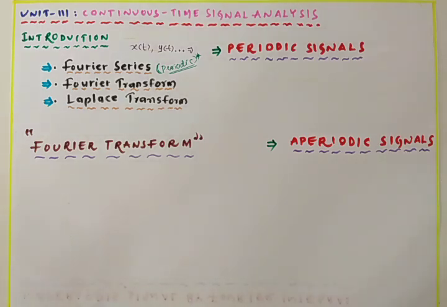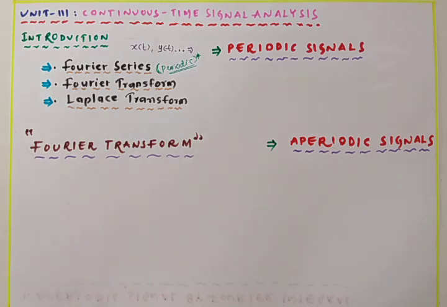So here we have the three transformations: the Fourier series, the Laplace transform, and the Fourier transform. All these three transformation techniques are used to analyze continuous time signals. In this class, I am going to give the difference between the Fourier transform and the Fourier series.